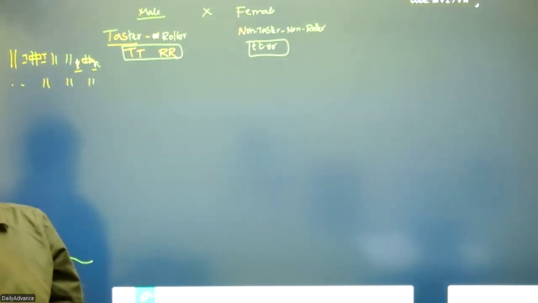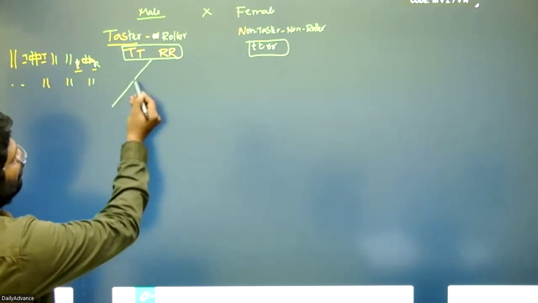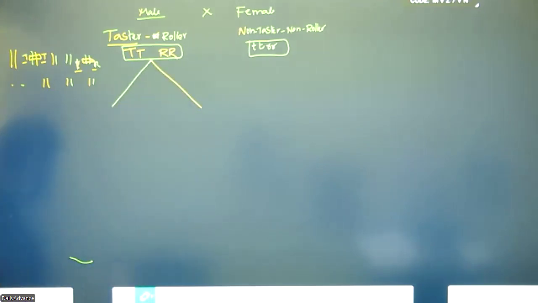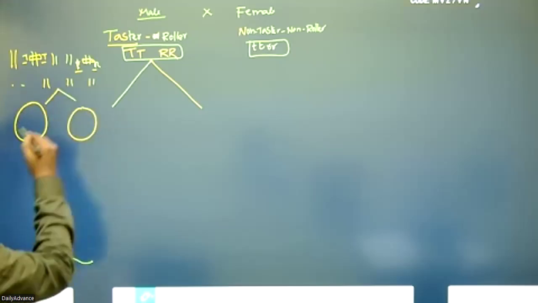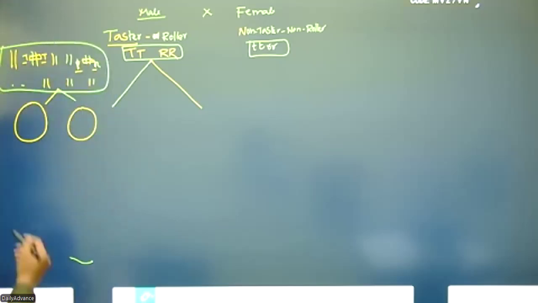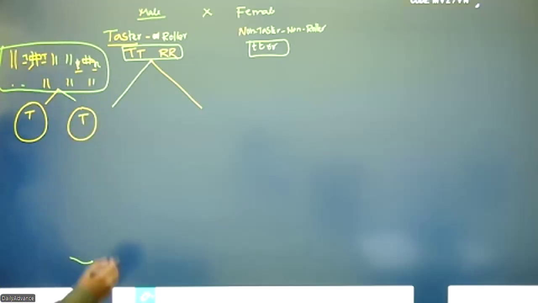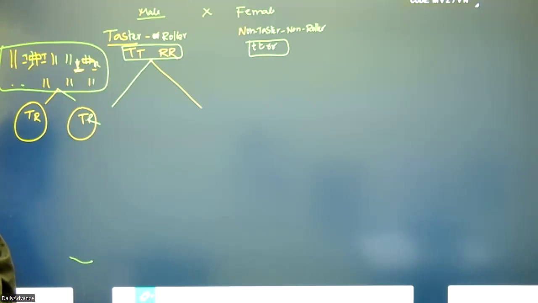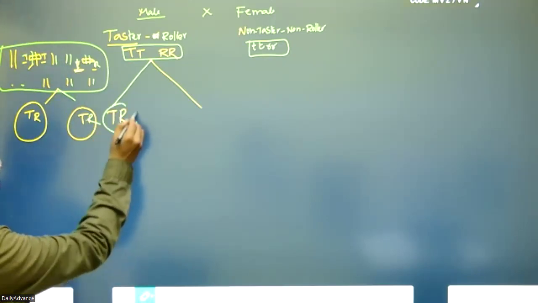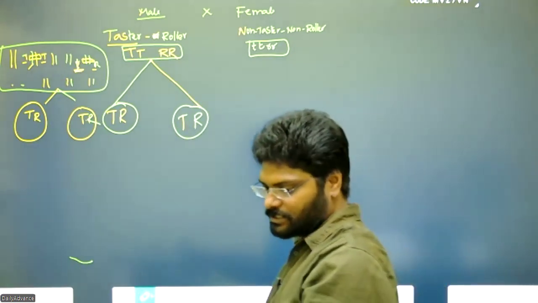Now gametes. Earlier it was easy: capital T, small t is present, and capital T is present. Now they have to produce the gametes. How many gametes are possible here? In gamete formation, generally two gametes come. If capital T comes here, this T comes to here, and one capital R comes here, another capital R goes to this one. That's it. So TR is one gamete, and here TR is another gamete.